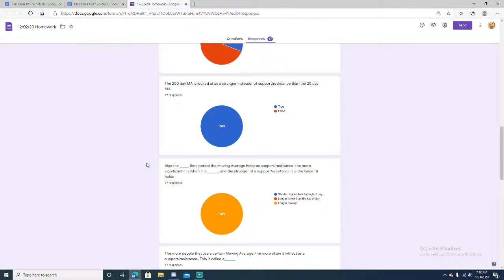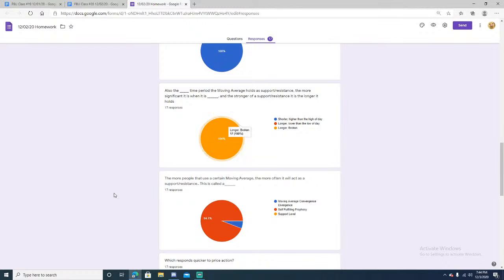So the longer time period the moving average holds the support and resistance, the more significant it is when it is broken. So let's just say the 200-day moving average was the support. The price didn't break below that for, let's just say, 3 months. That means that moving average is a really strong support, because for 3 months it's been holding support. If it's only held support for 2 or 3 days, it's not that strong, because it hasn't been holding for a long time. So the longer it holds, the stronger it is.